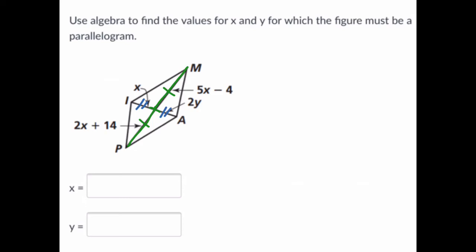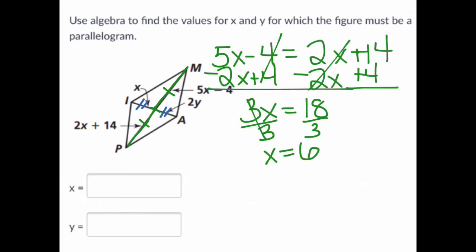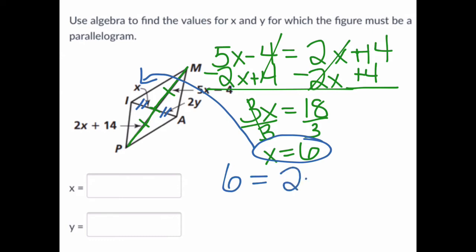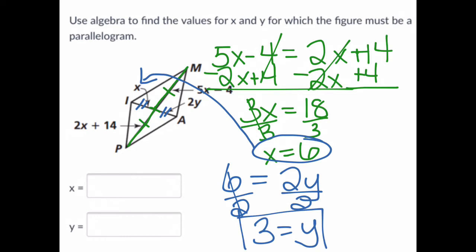So to begin with, we'll start with the green diagonal here, and we would have 5x minus 4 equals 2x plus 14, and we can solve that with algebra. And what we'll get is that x equals 6. Then we can take this x equals 6 information, and we can plug it in to the blue diagonal, and what you'll get is that 6 has to equal 2y. And then we'll divide both sides by 2, and what we'll get is that y equals 3. And those are your two answers to this problem.